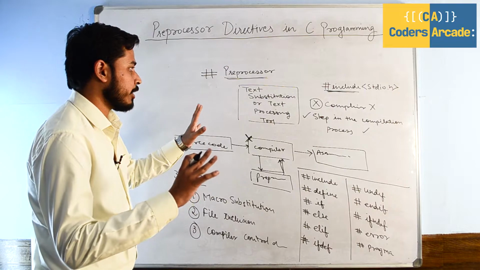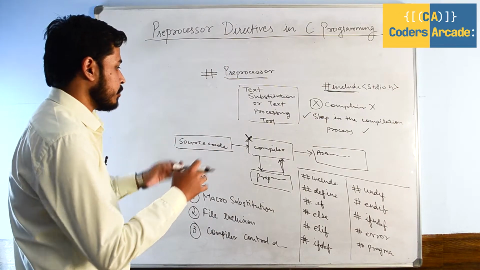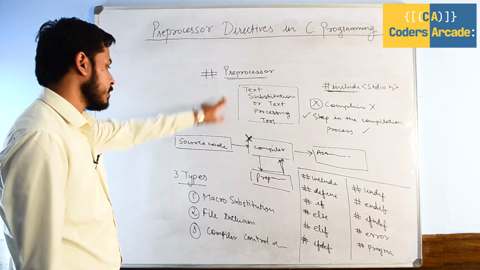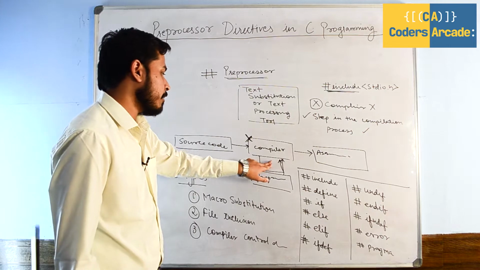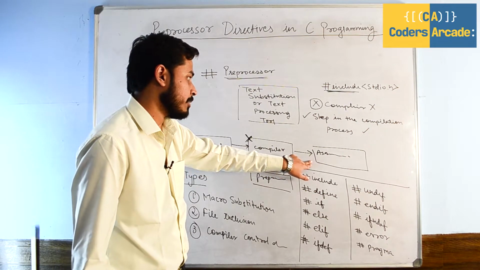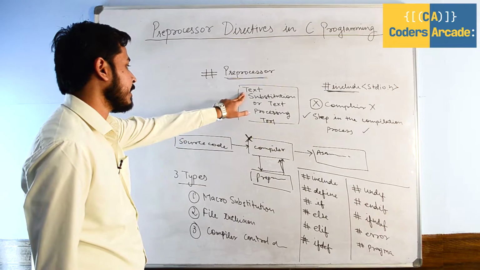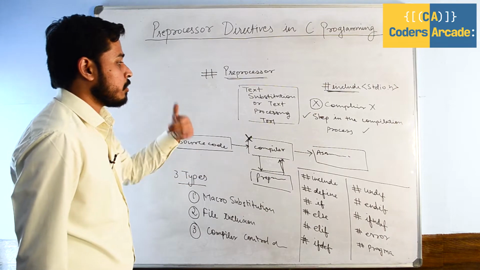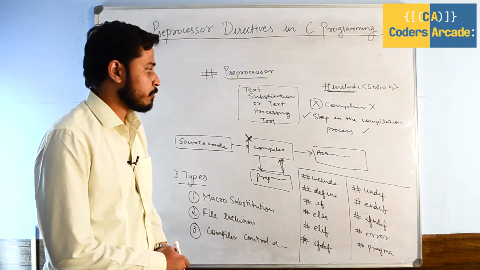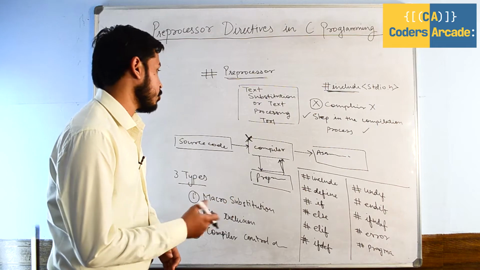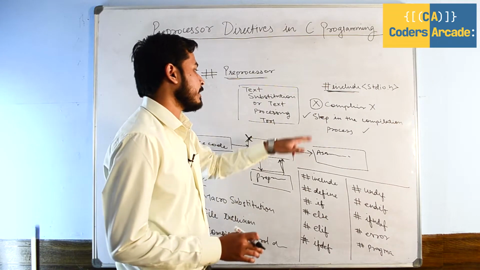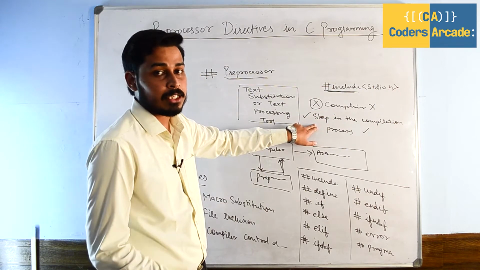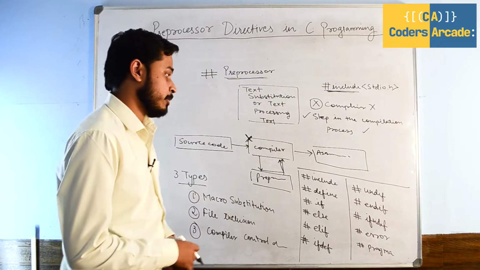So basically I'll give you an idea what preprocessor directive is. As you can see here on the board, a preprocessor is nothing but a program that preprocesses your source code before it gets compiled by the compiler, and then it is converted into assembly language code. Preprocessor is nothing but a text substitution, or you can say text processing tool, that is used to preprocess the source code. Now the main point that you need to remember in this topic, preprocessor directives, is that it is not part of the compiler. It is different from the compiler, but it is one of the steps in the compilation process in C language.